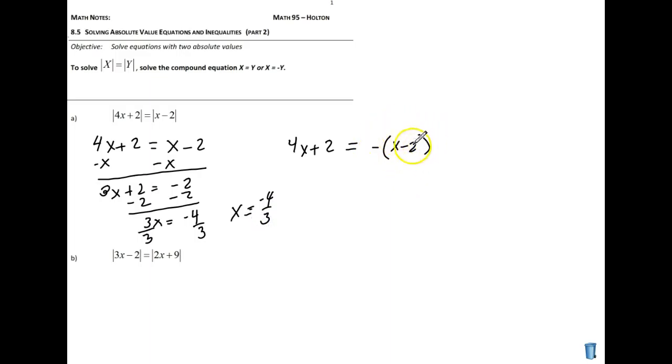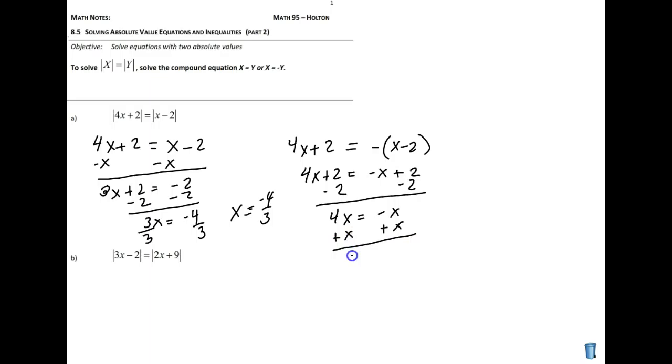Here I'm going to distribute that first. So I have 4x plus 2 equals negative x plus 2. And now I'm going to solve. So I get 4x equals negative x. Oops, I'm going to go ahead and add. I guess I could have added the x first. So now I get 5x equals 0. And when I divide by 5, I get x equals 0. Okay.